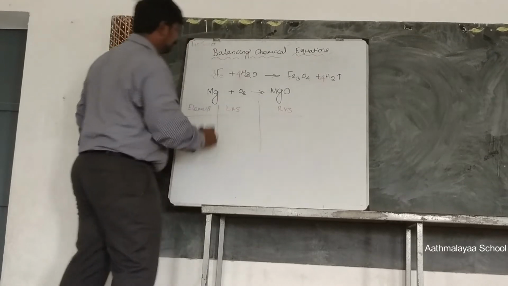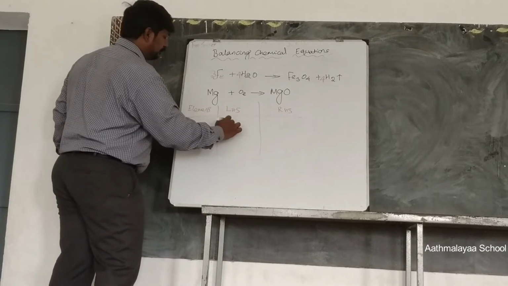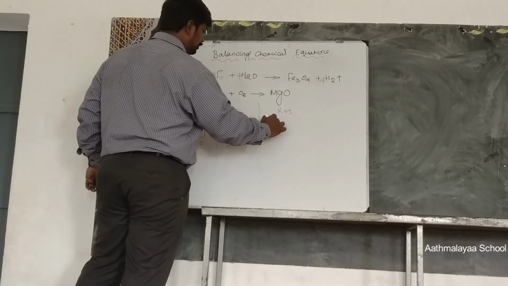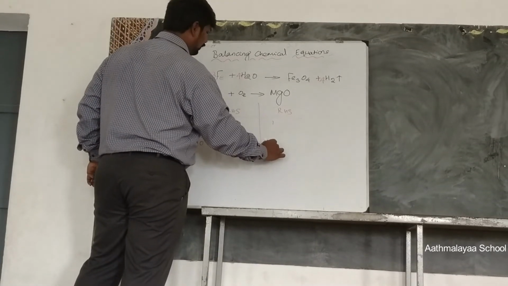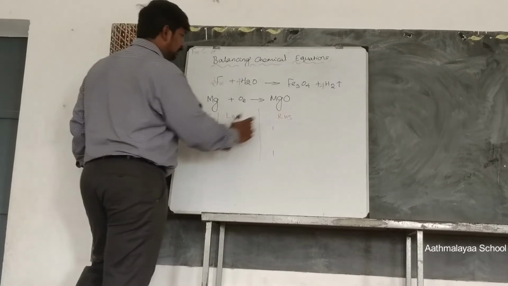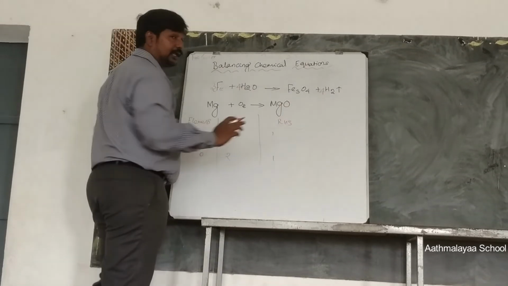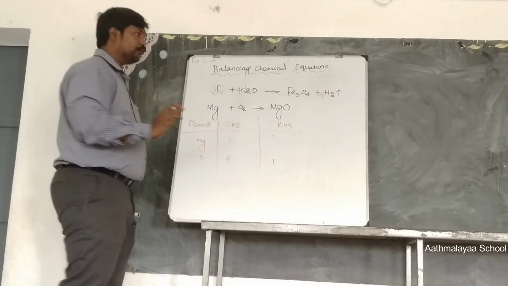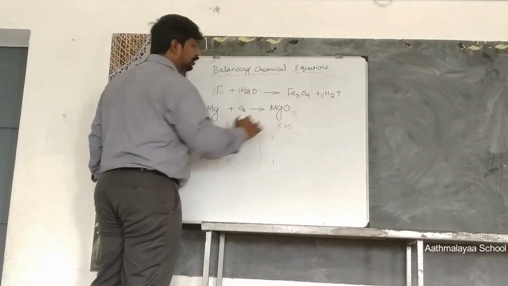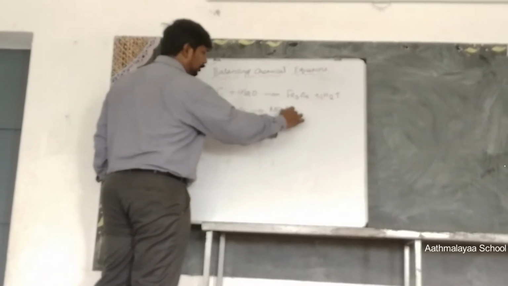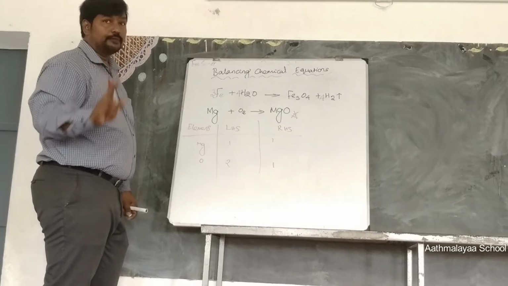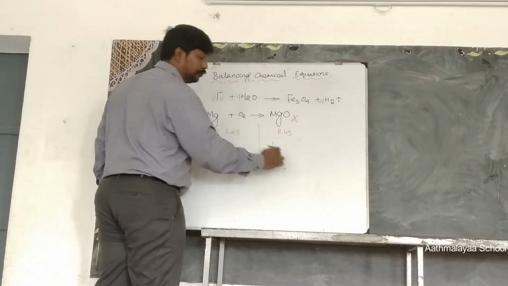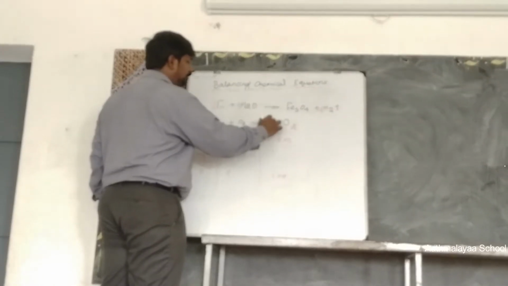Simple thing. So magnesium is 1 here, and oxygen is 2 here. Magnesium is 1 here, and oxygen is 1 here. So here the oxygen should be made 2. And again I am stressing the same point. We should not change the formula of the compound. We should not write like this, MgO2. It should not be. This is the wrong thing. We can add only the coefficient. So to make the oxygen 2 in RHS we can multiply by 2. Right. So this is 2 MgO.